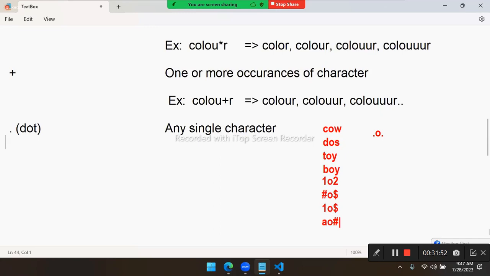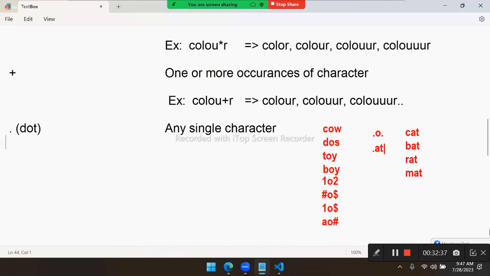Later, you can even tell that before O there must be only a number, or that after O there must be only an alphabet. Later, you can set that restriction. Currently, what is the meaning of this dot? Any single character. Any single character you can configure by using dot. For example, how can you represent these now? Suppose cat, bat, rat, mat, like this. Then what you have to do? You have to represent that by using dot, A, T.